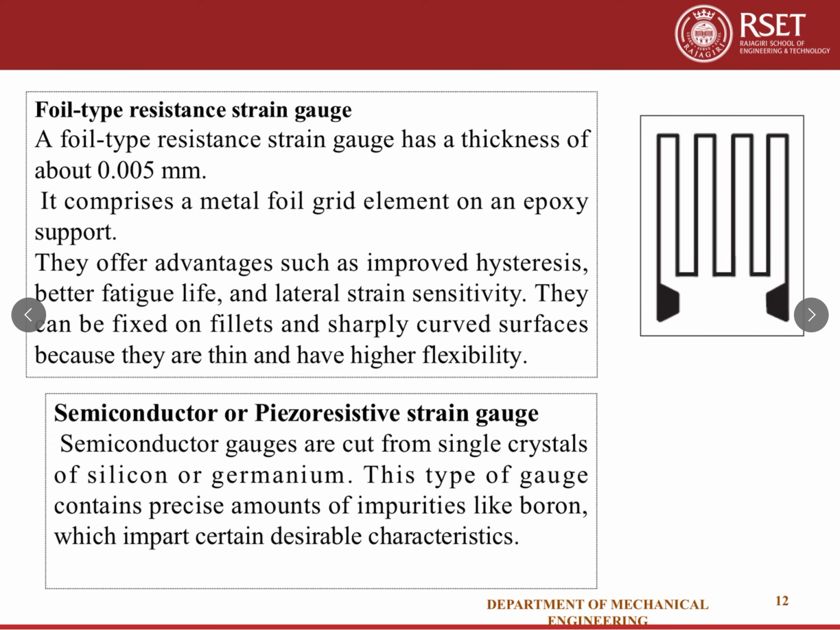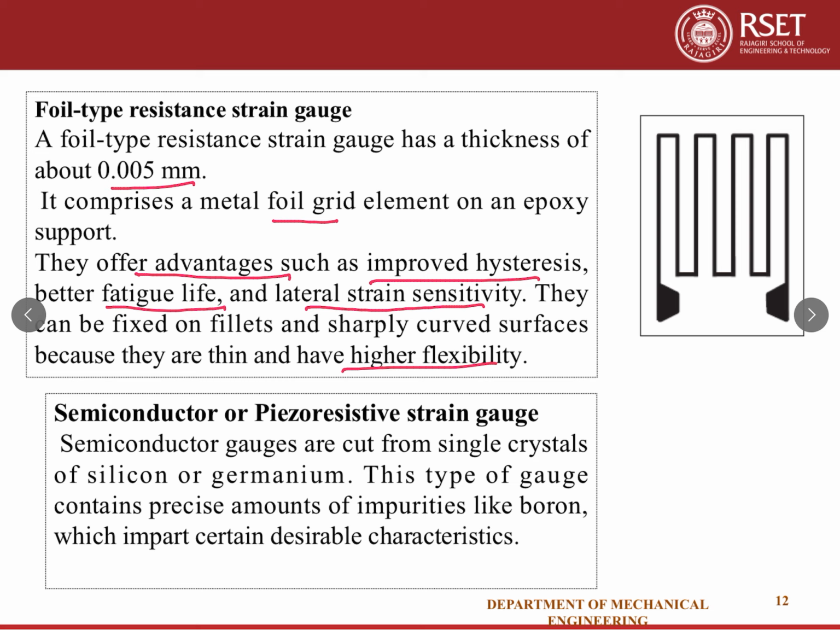Another one is foil type resistance strain gauges. A foil type strain gauge has a thickness of about 0.005 mm. It comprises a metal foil grid element on epoxy support. So we can see a metal foil. This is not a thin wire, it's a foil. It has a thickness of 0.005 mm. They offer advantages such as improved hysteresis, better fatigue life, and lateral strain sensitivity. They can be fixed on fillets and sharply curved surfaces because they are thin and have high flexibility.